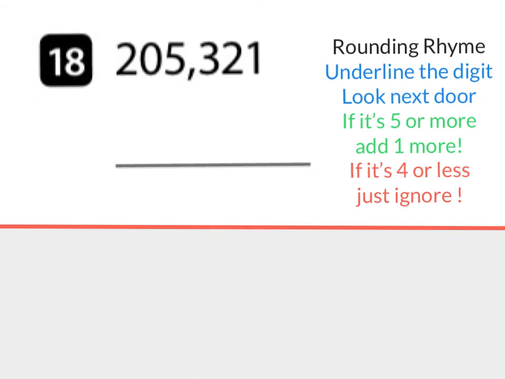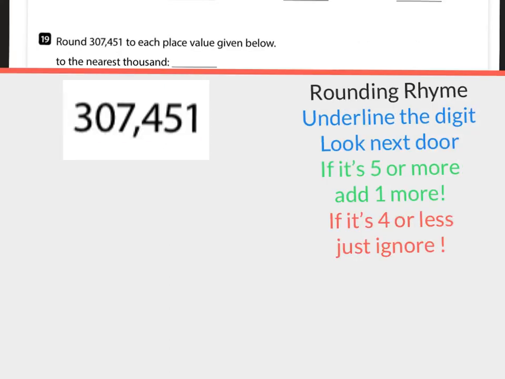205,321 rounded to the nearest 10,000s place. We'll underline that 10,000s place, circle the digit to the right. The circled digit is 5 or more, so we add one more to the 10,000s place. That will become a 1. All the digits that are circled and to the right turn to a 0, and all the digits to the left of the underlined digit remain the same. 205,321 rounded to the nearest 10,000s place would be 210,000.